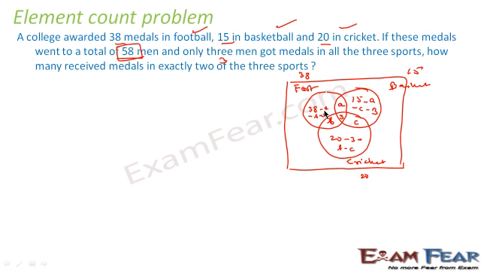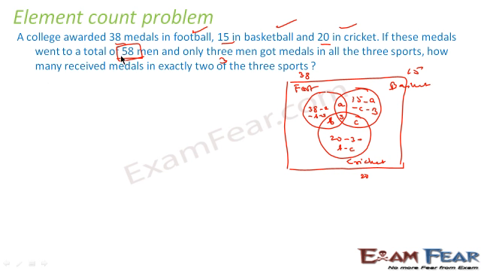Because when you say 38 minus A minus B minus 3 plus A plus B plus 3, you get 38. Similarly here also, when you say 20 minus 3 minus B minus C plus B plus C plus 3, you get 20. Here also when you say 15 minus A minus C minus 3 plus A plus C plus 3, you get 15. So this is the representation.